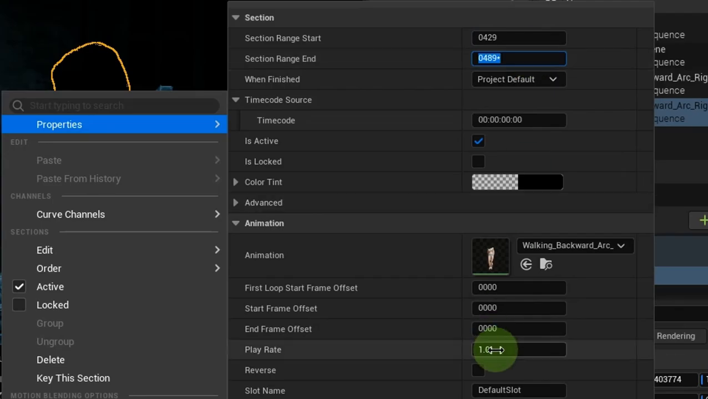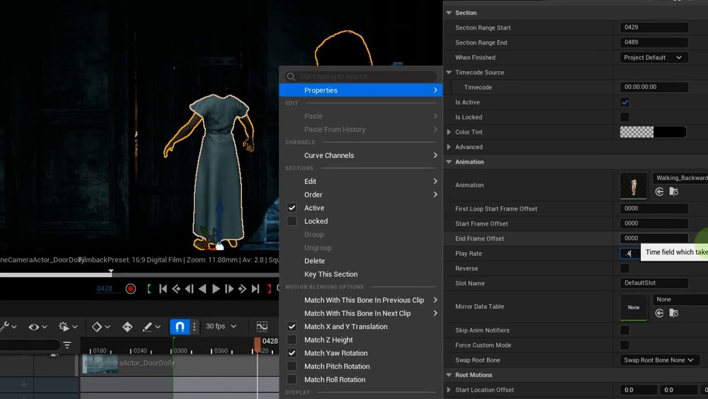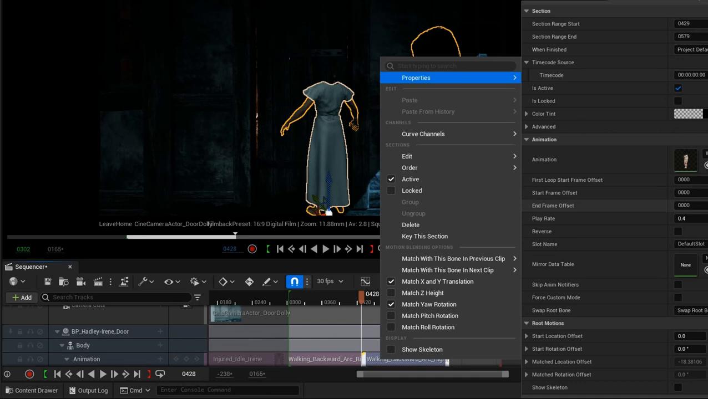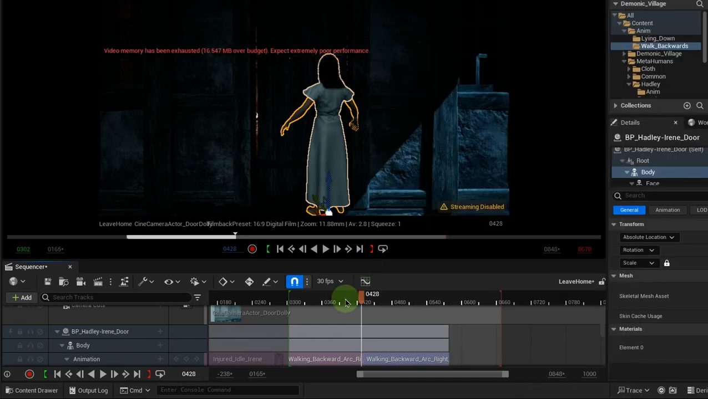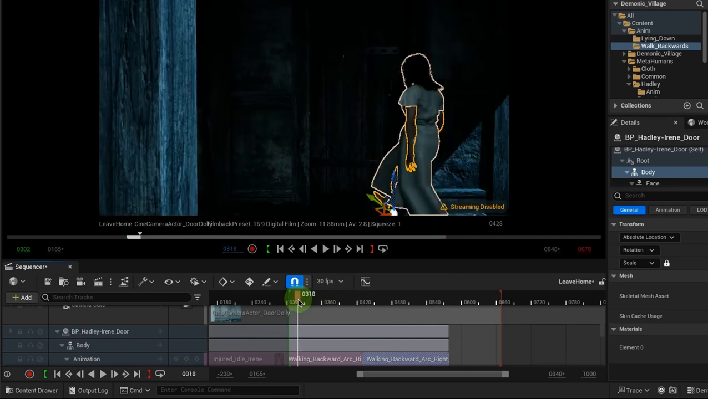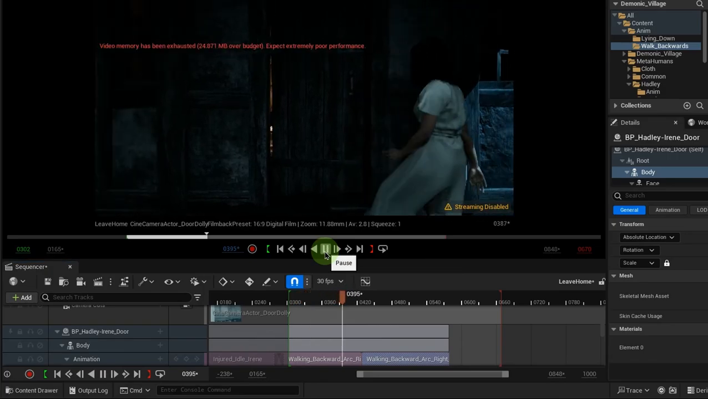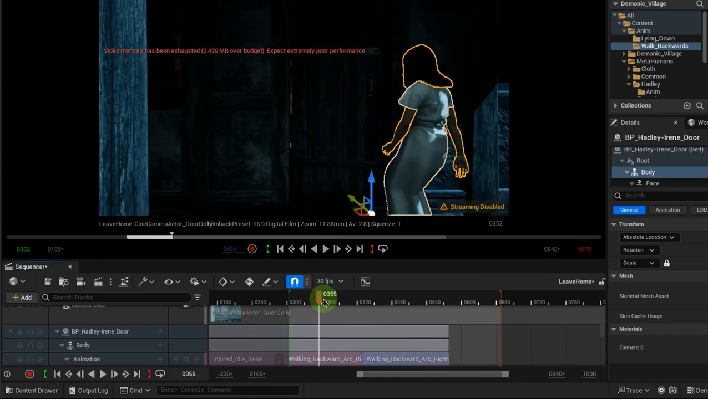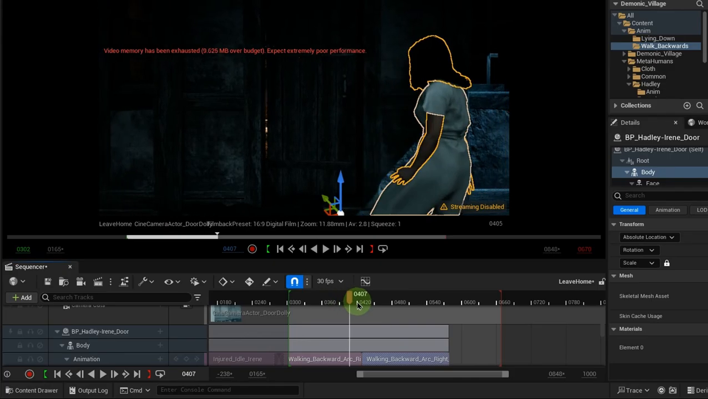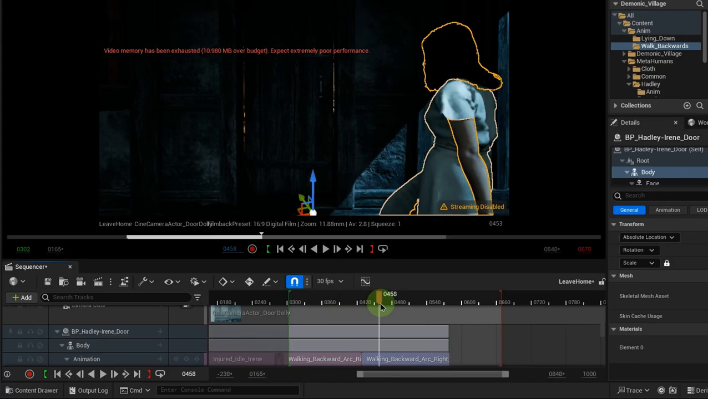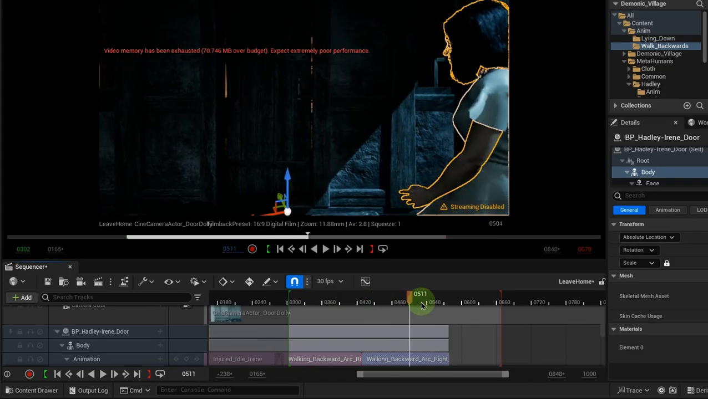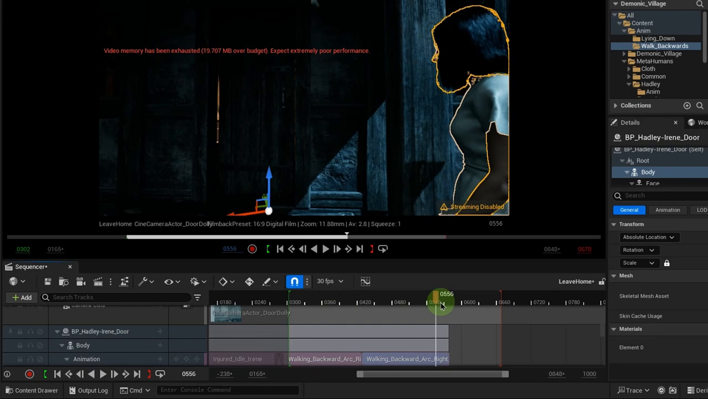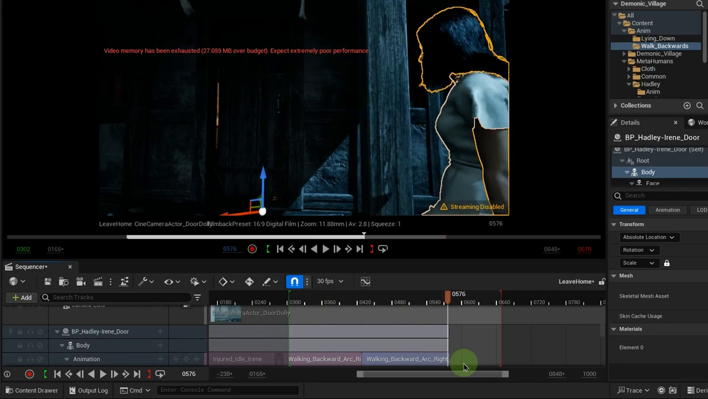I've slowed down this animation by 0.4. So now we have one continuous walking animation. Repeat the process at the end of the clips to extend the walking distance.